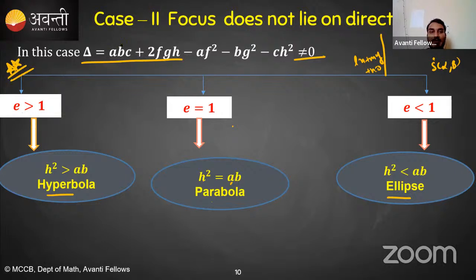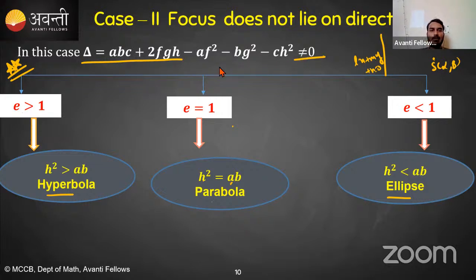Is this clear? Everyone, let me know quickly. So the identification, just by looking at the second degree equation, we can say whether it is an ellipse, hyperbola or parabola. Is this clear, students?